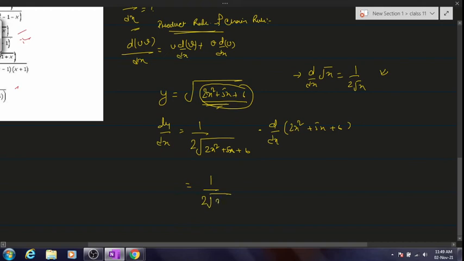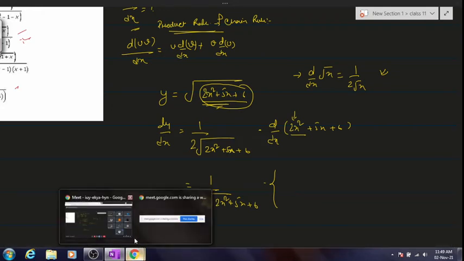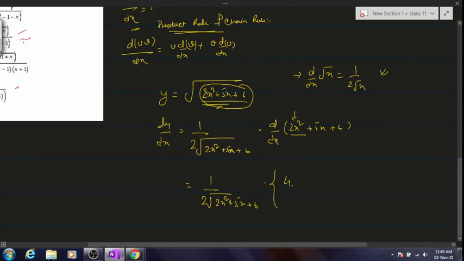So ultimately, you'll have 2x square plus 5x plus 6, and then d/dx of this entire thing will be how much? Anyone? d/dx of 2x square will be how much? 4x, very good. And 5x, what is the differentiation? 5. And 6, 0. Very good. Now you people are responding. So your final answer is this.